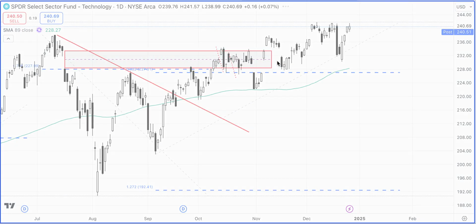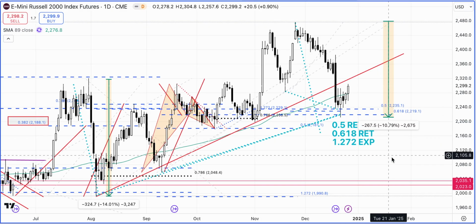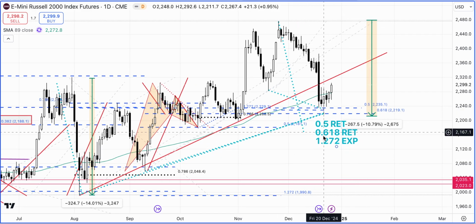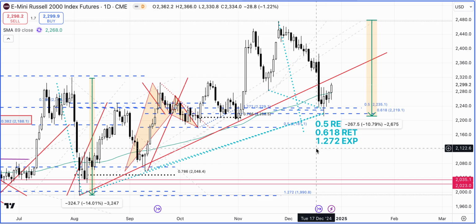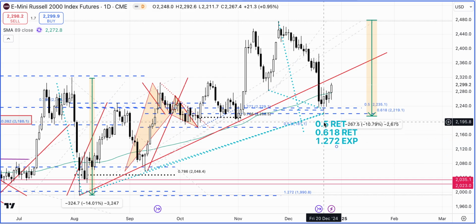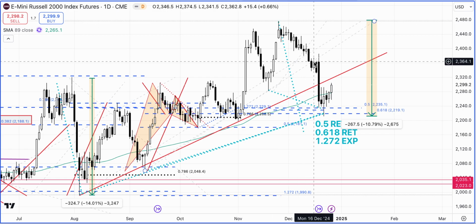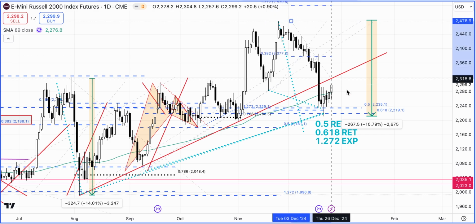Russell 2000. Here we go. So the Russell 2000, we had also come up to a key support level, and that's really good to see. Support has held thus far, but you can see this index is fairly bearish. It's going to take some time for the recovery.